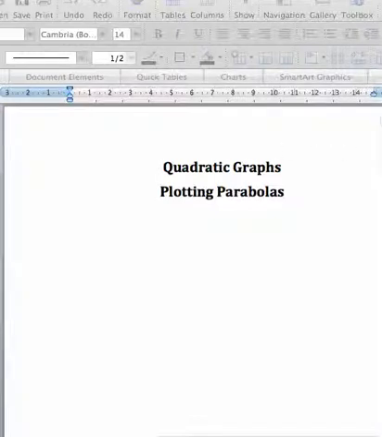Hi, so this session is on quadratic graphs, and we know a quadratic graph's shape is called a parabola, and we're going to learn how to start plotting parabolas. But before we do this, there are a few keywords and concepts that we have to go through, and then we will observe these changes happening to our parabolas when we start drawing them.